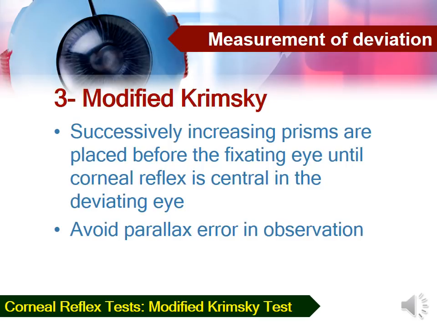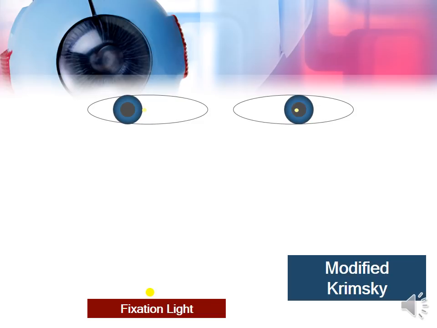The other way is the modified Krimsky test. In the modified Krimsky test, the prisms are placed before the fixating or the straight eye. It has an advantage that it avoids parallax error in observation and allows easier judgment of the centration of the corneal reflex. So how does the modified Krimsky test work? This is a patient with a right exotropia. In the Krimsky test, we placed a prism base-in front of the right or exotropic eye. In the modified Krimsky test, we place the same prism base-in, but this time in front of the fixing or the left eye.